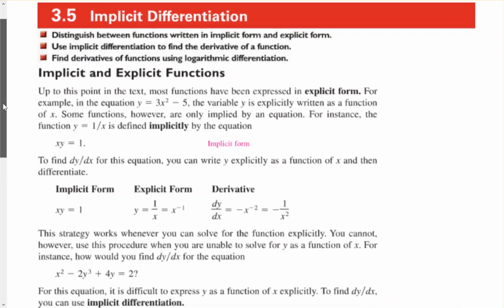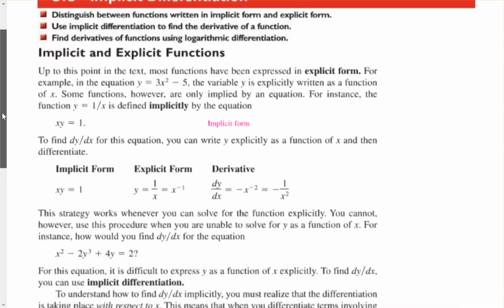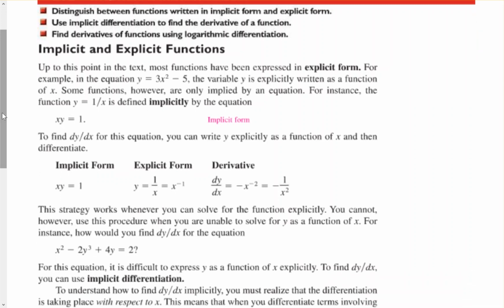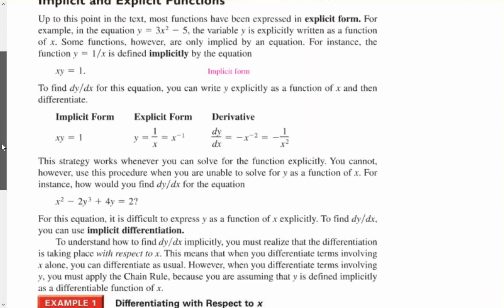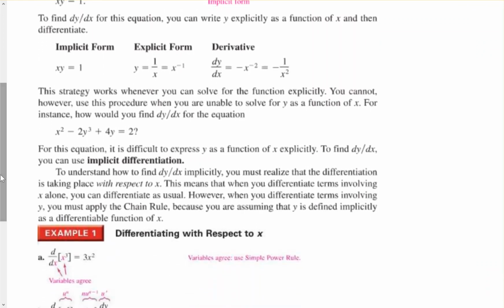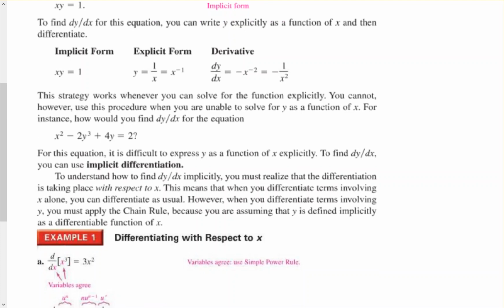Up until now, we've been dealing with explicit functions, where one variable, y, for example, is written explicitly as a function of x. And that's possible in a lot of cases. But sometimes we cannot write y in terms of x, like for example, in a function like this one here. We have a function written with both x's and y's in its equation.